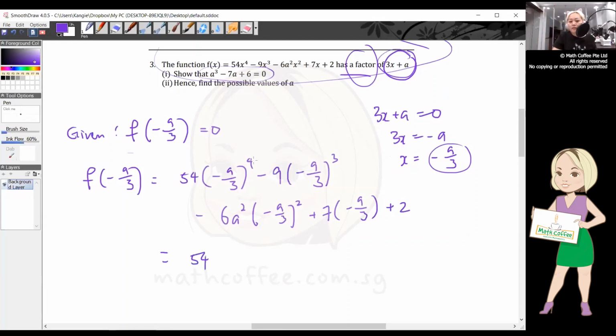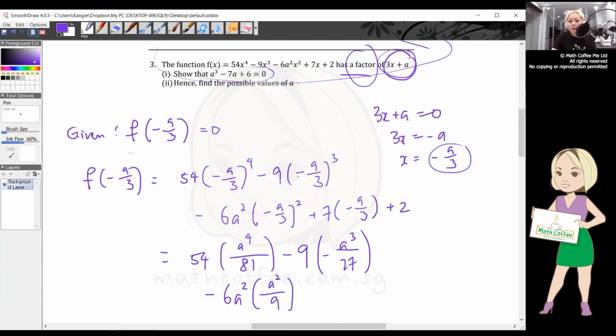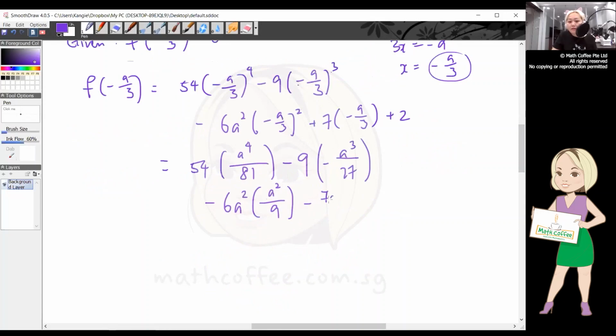54, negative to an even power, so it ends up positive. So I don't have to put a negative or positive. So a to the power of 4, and 3 to the power of 4 is 81. Minus 9, negative odd power, so it is still negative, a cubed, 3 to the power of 3 is 27. Minus 6a squared, negative even power, so it's positive. This is a squared over 9. This is nothing much, all right? Minus 7a over 3 plus 2.